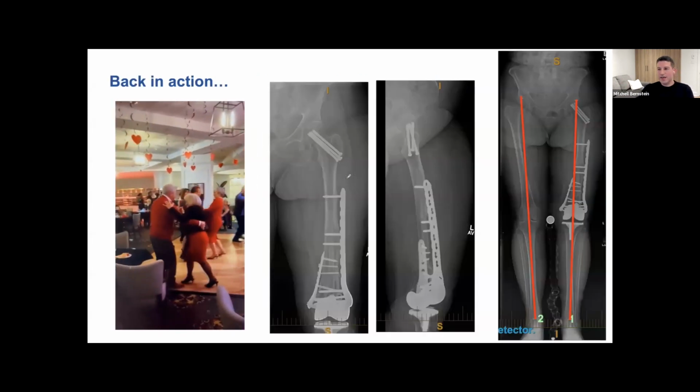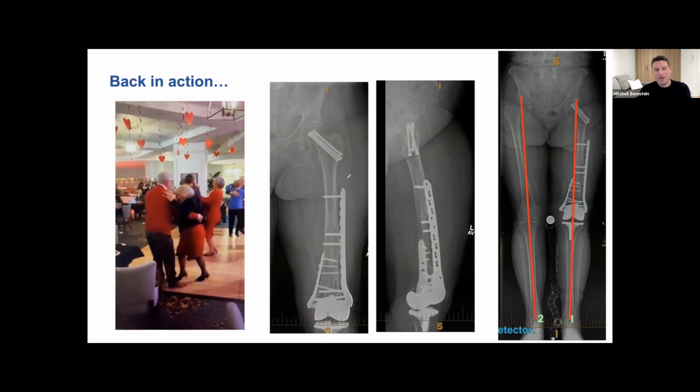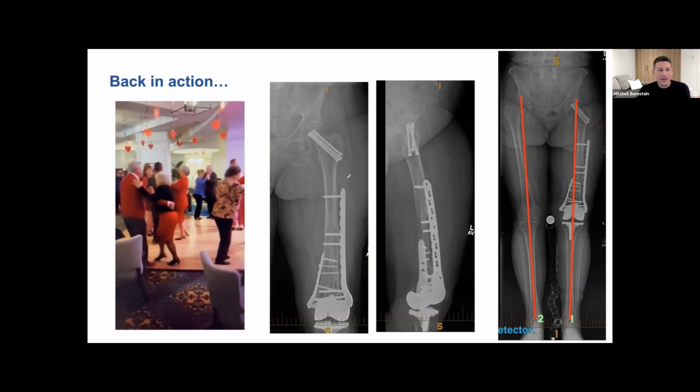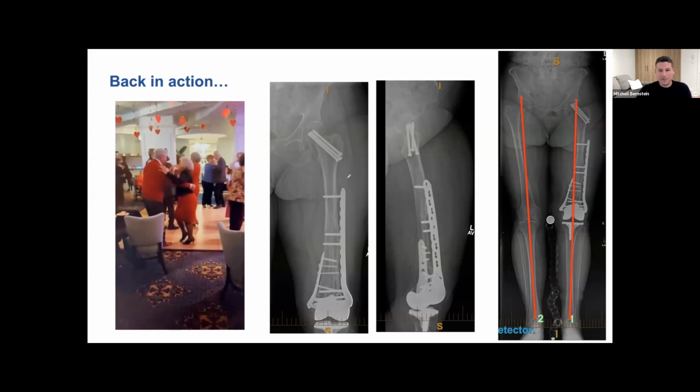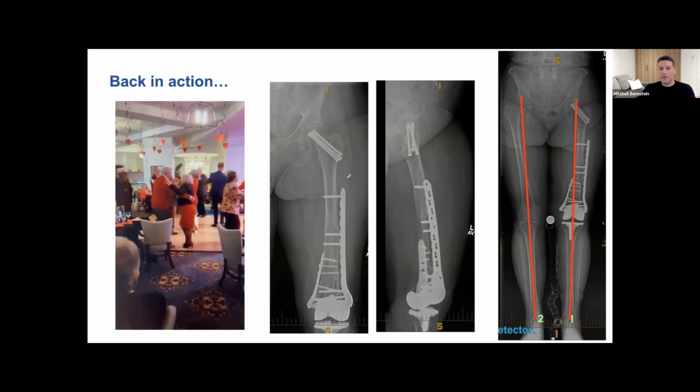So I like this because the family was very happy, and that's her dancing on Valentine's Day this year with her husband. So I do think we need some a la carte treatment for the patients, and this one, thank God, worked out okay. Comments, Steve or Tim, critiques?